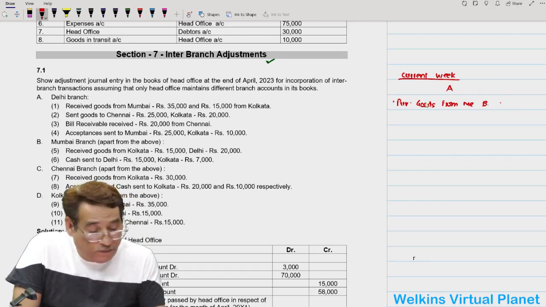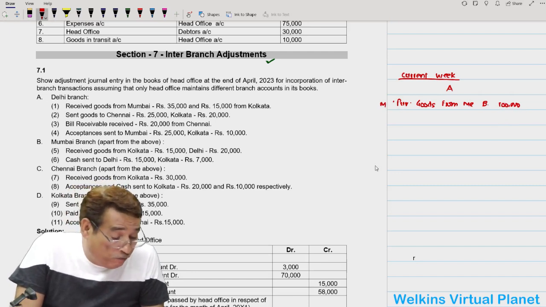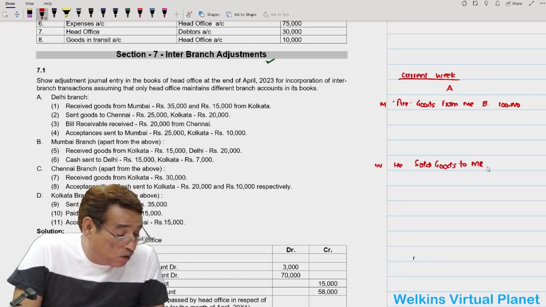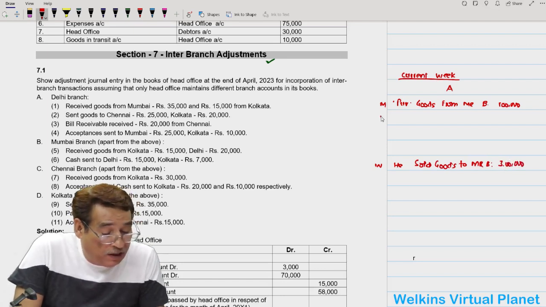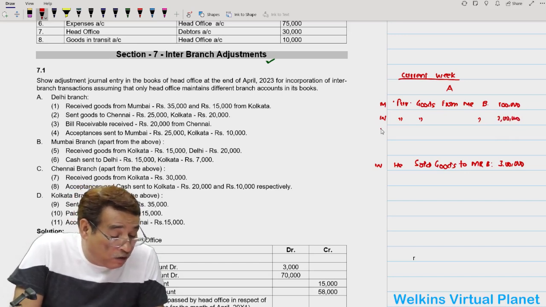Let us say on Monday, he purchased goods from Mr. B worth rupees 1 lakh, and on Wednesday he sold goods to Mr. B. Let us say he sold goods worth rupees 3 lakh to Mr. B. Similarly, on Wednesday, he again purchased goods from Mr. B worth rupees 2 lakh. Then again, on Thursday, he purchased goods from Mr. B worth rupees 1 lakh.